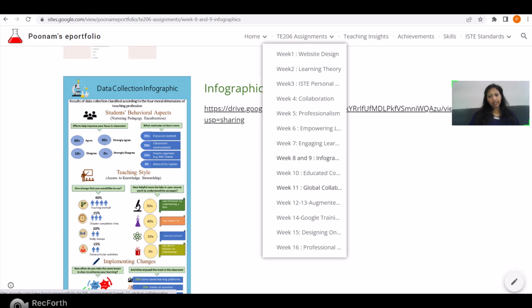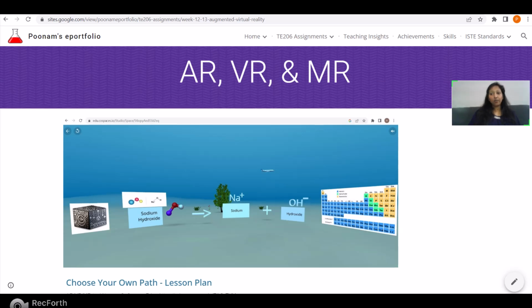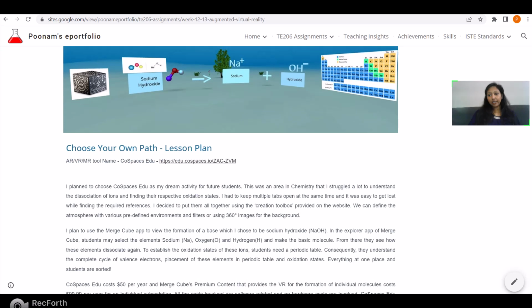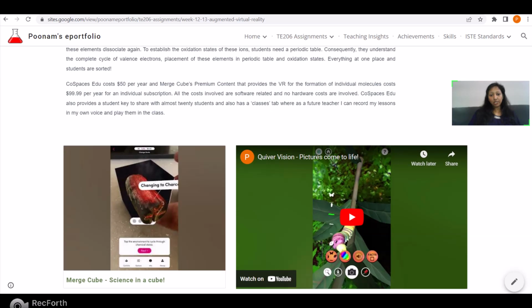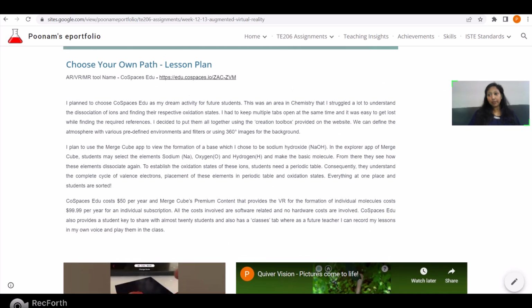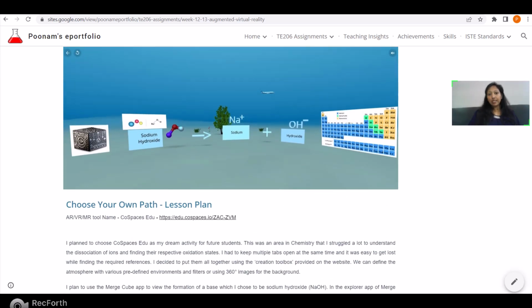Then we went into the next part that I really appreciate now, the favorite part that I liked, was augmented reality, virtual reality and mixed reality. This is an area where we create content for the students with augmented reality or virtual reality or mixed reality. Augmented reality was taught to us by using few apps like MergeCube and Quiver. Here you can see the videos. We were also given hands-on experience by using these apps and making lesson plans accordingly.